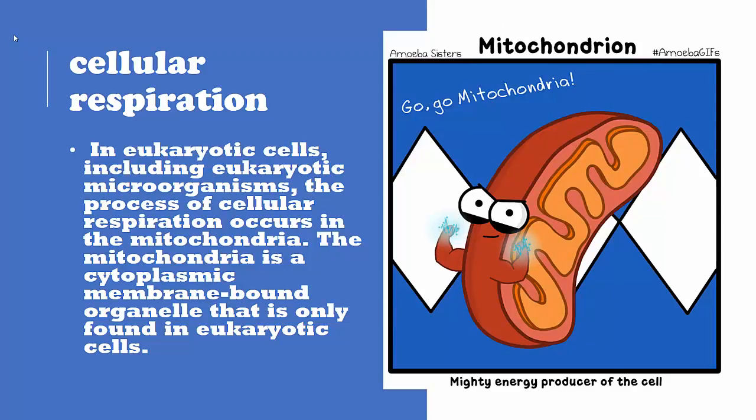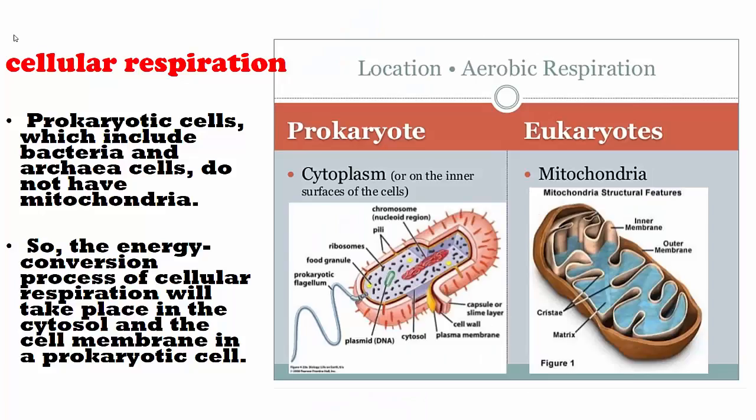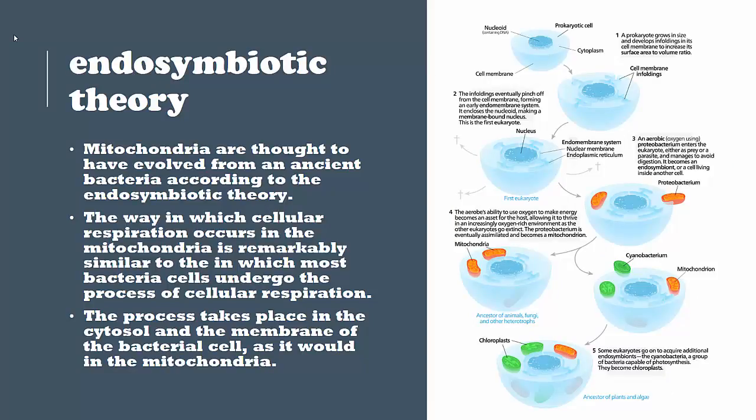In eukaryotic cells, including eukaryotic microorganisms, this process of cellular respiration occurs in the mitochondria. The mitochondria is a membrane-bound cytoplasmic organelle and is only found in eukaryotic cells. Prokaryotic cells, which include bacteria and archaeal cells, do not have a mitochondria, so the energy conservation process of cellular respiration will take place in the cytosol and the cell membrane in the prokaryotic cell.